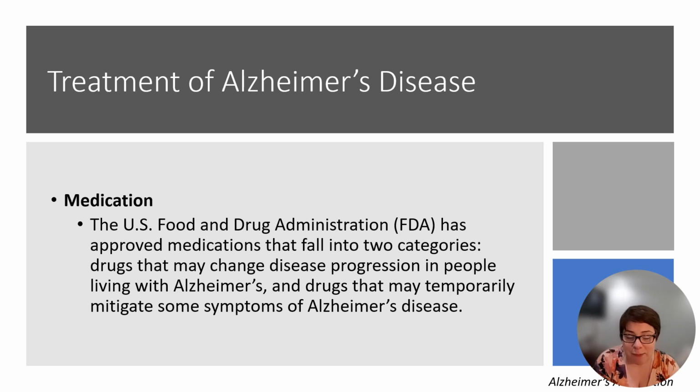So now let's talk about what pharmacological treatments are available in the treatment of Alzheimer's. The U.S. Food and Drug Administration has approved medications that fall into 2 categories: drugs that actually change disease progression in people with Alzheimer's, and drugs that are designed to manage the symptoms associated with Alzheimer's disease.